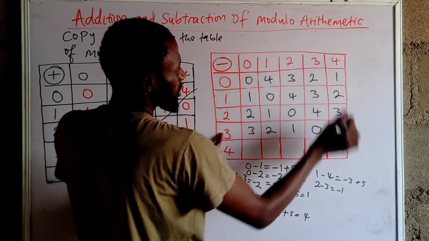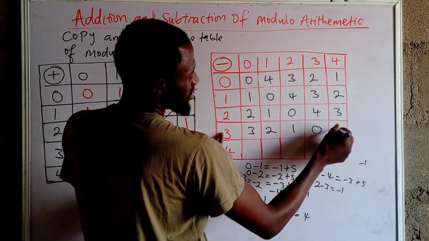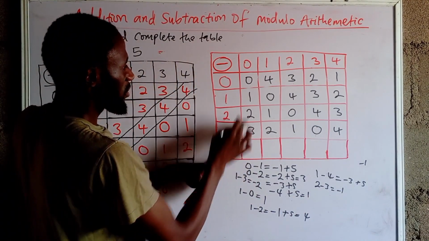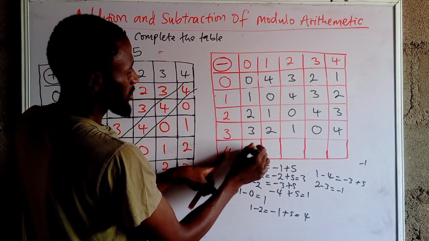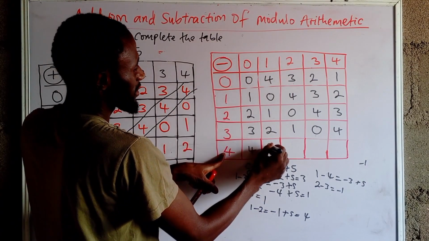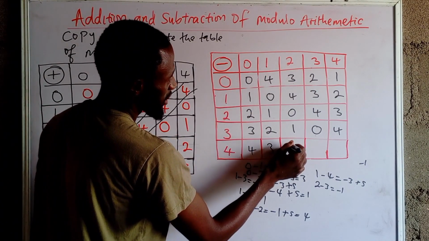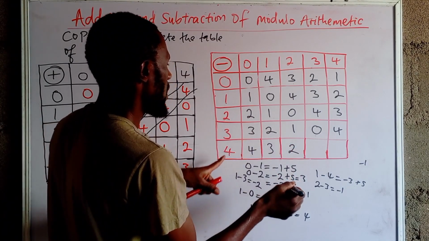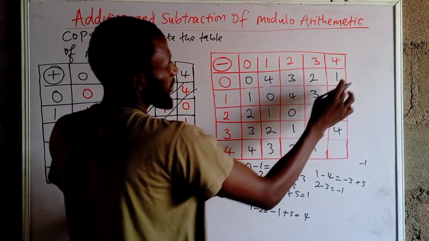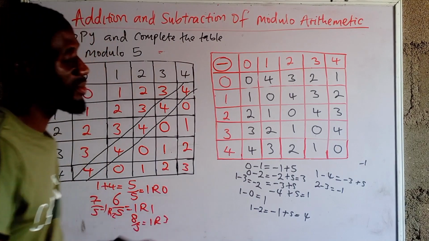3 minus 4, you get minus 1. Minus 1 plus 5, here is 4. Then the last one, you get 4 minus 0, here is 4. 4 minus 1, here you get 3. 4 minus 2, you will get 2. 4 minus 3, you get 1. 4 minus 4, here you get 0.